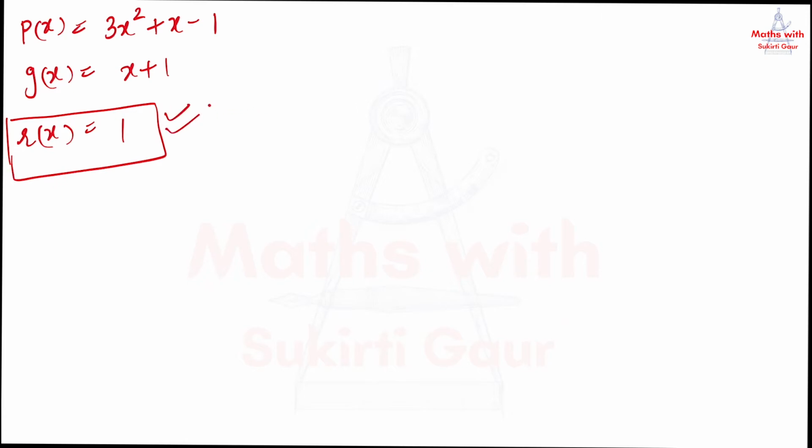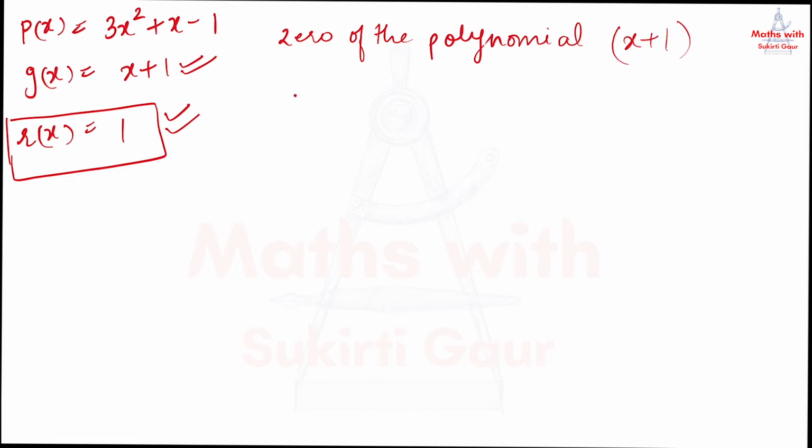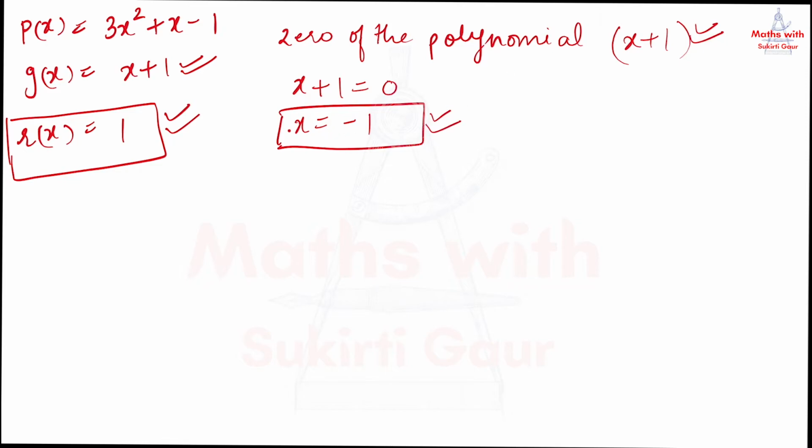Now I said that there is a relation between our divisor and the remainder. What is that relation? If I take the 0 of the polynomial, which polynomial? Our divisor, x plus 1. If I take the 0 of this polynomial, what will be its 0? The value of x at which the polynomial will turn 0. That means x equals minus 1 is the 0 of this polynomial. So if I take this value in our dividend px, let us see what happens then.